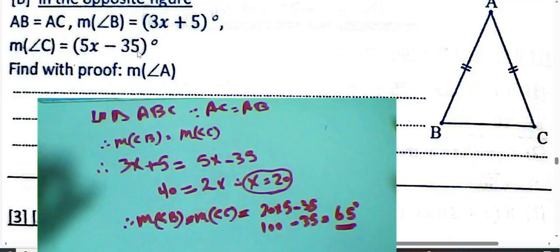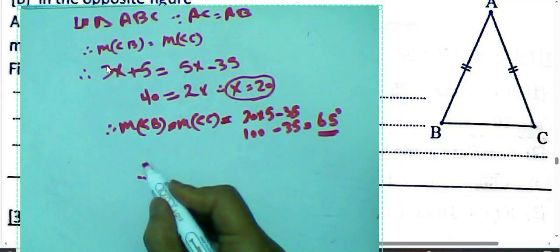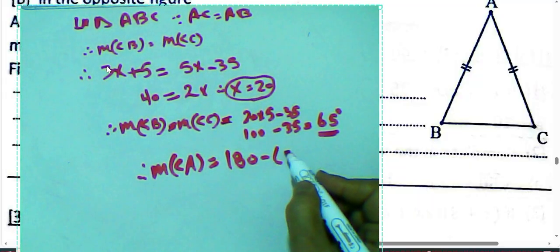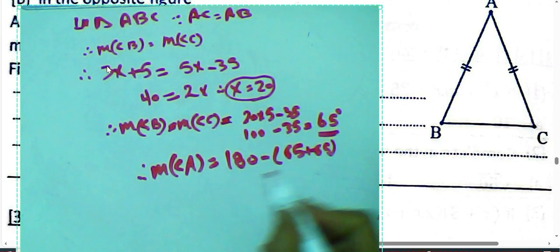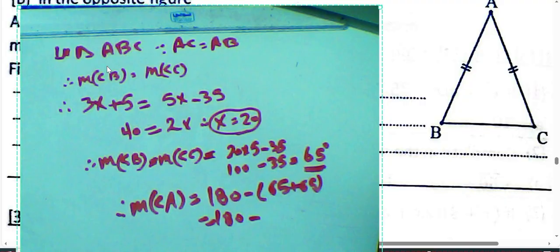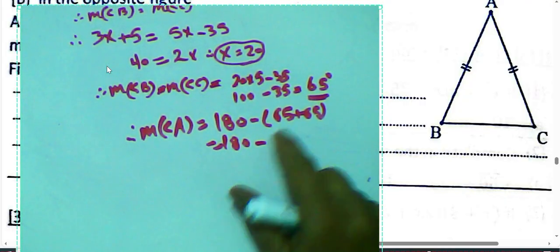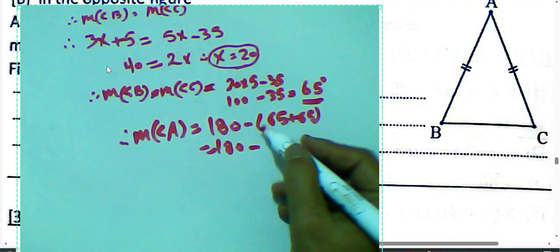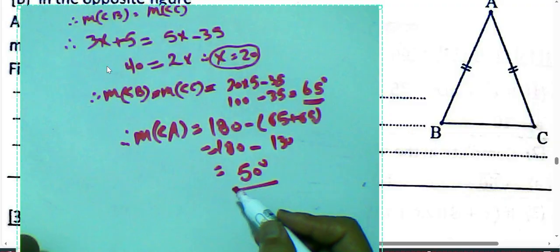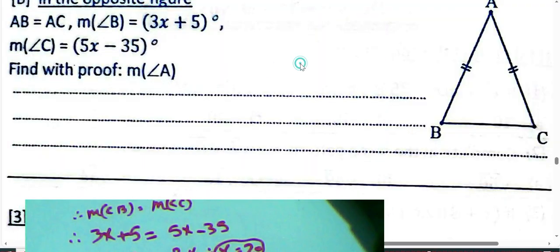Then we can now find the measure of angle A. We know the sum of interior angles in any triangle equals 180. Then the measure of angle A equals 180 subtract the sum of the two angles here, 65 and 65. We find the difference between the summation and 180. 130 subtracted from 180 equals 50 degrees. Then the measure of angle A equals 50 degrees. Okay, the solution will be 50 degrees. So, a direct question. Next question.